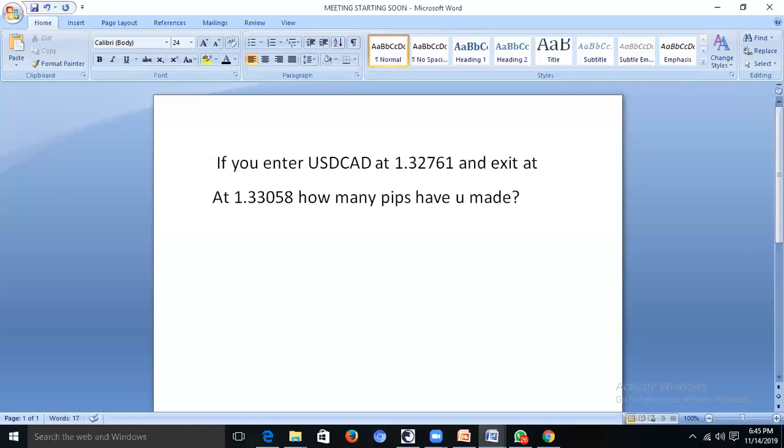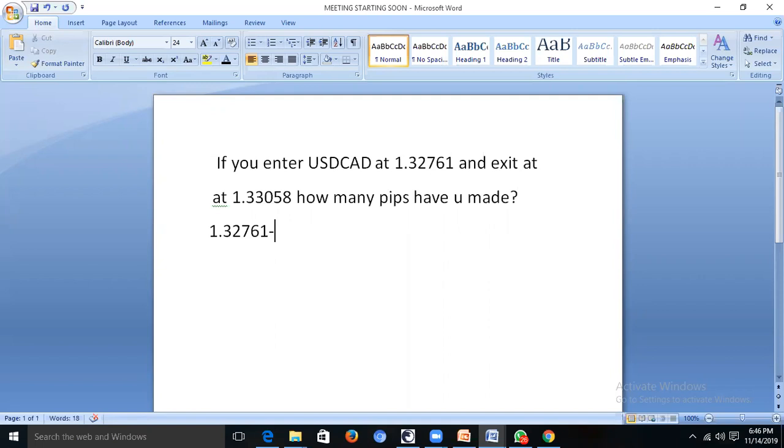To answer this question, how you calculate it is simple. You just type your entry point, 1.32761. So entry point minus the take profit. If you want to calculate the stop loss pip, it's going to be minus the stop loss number.